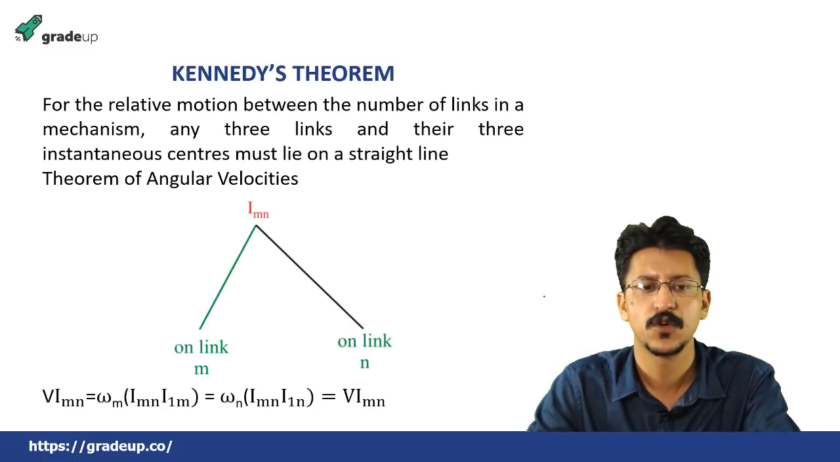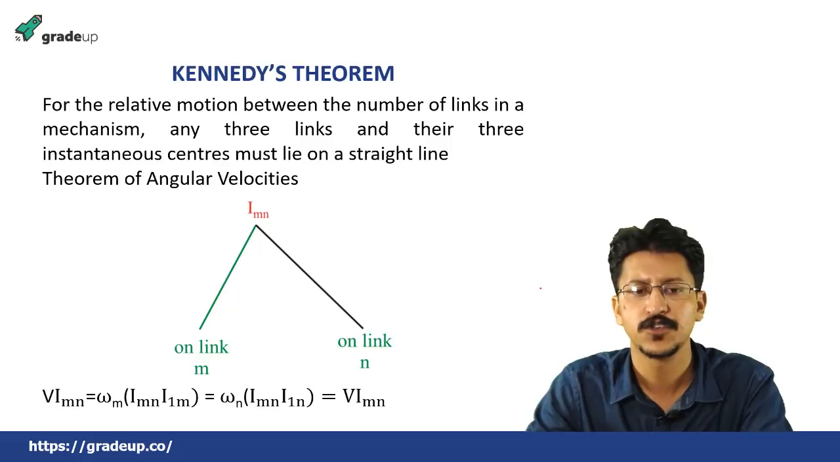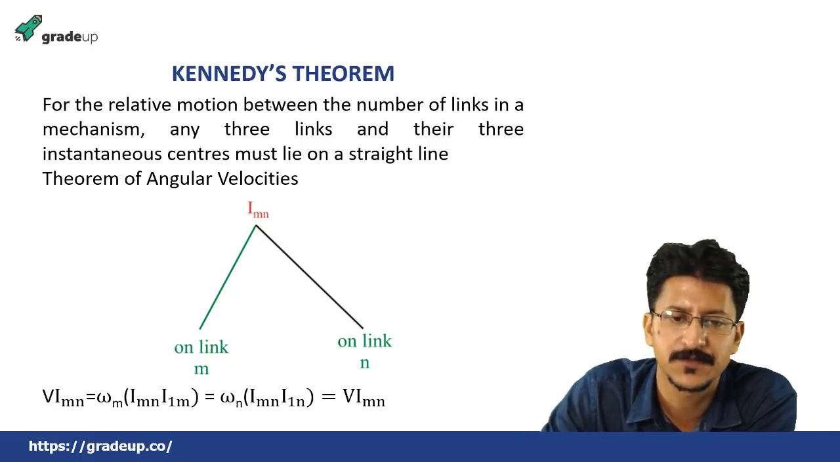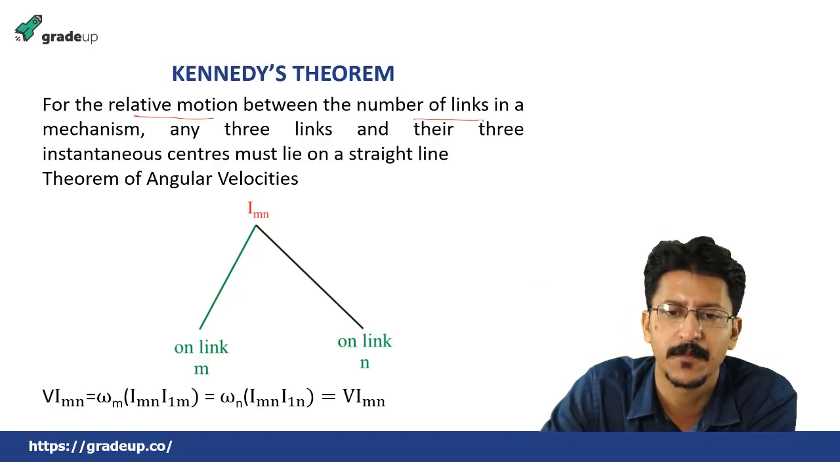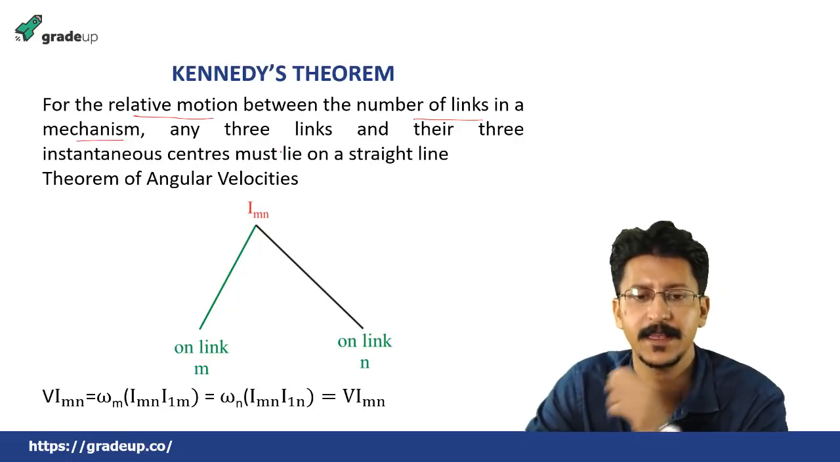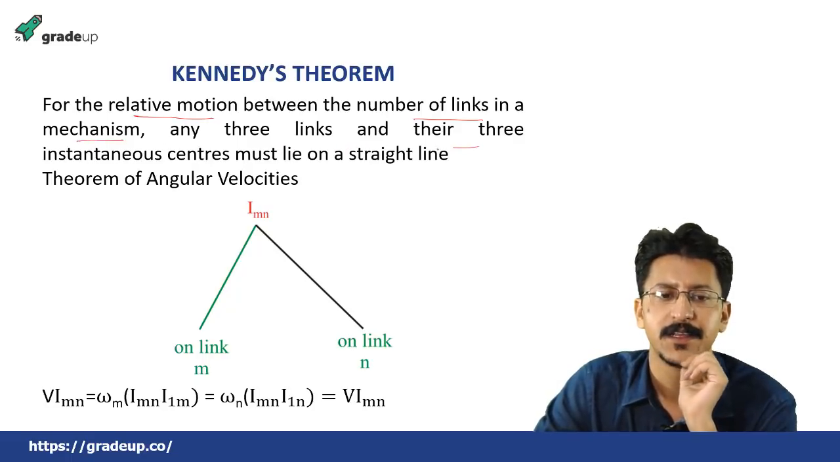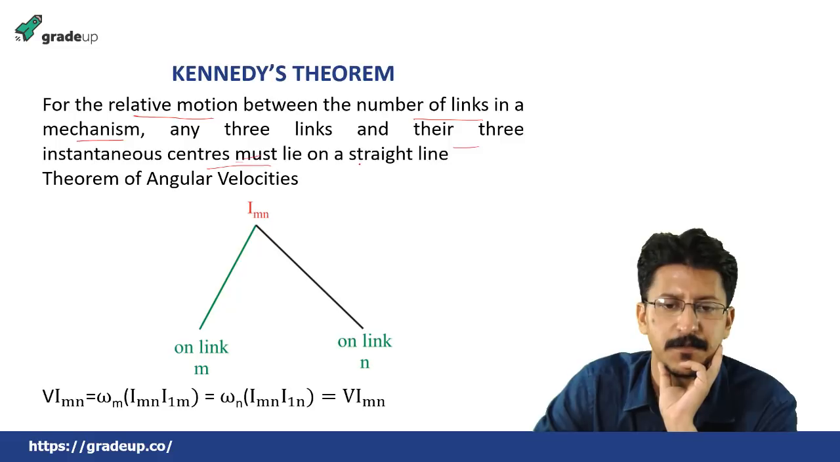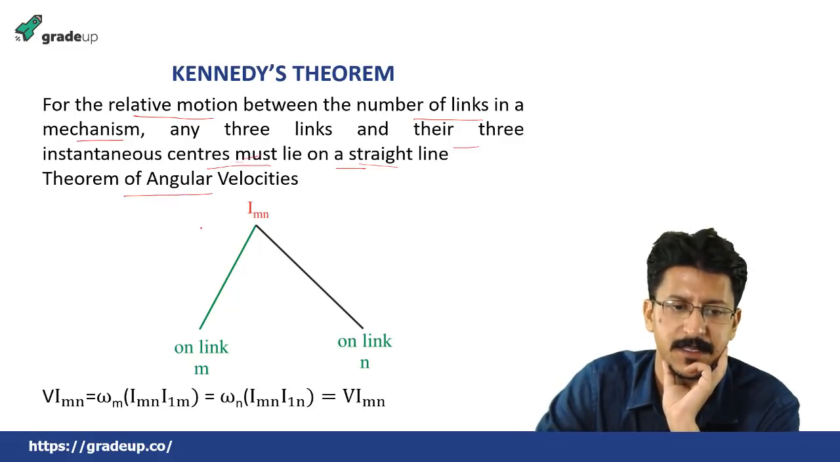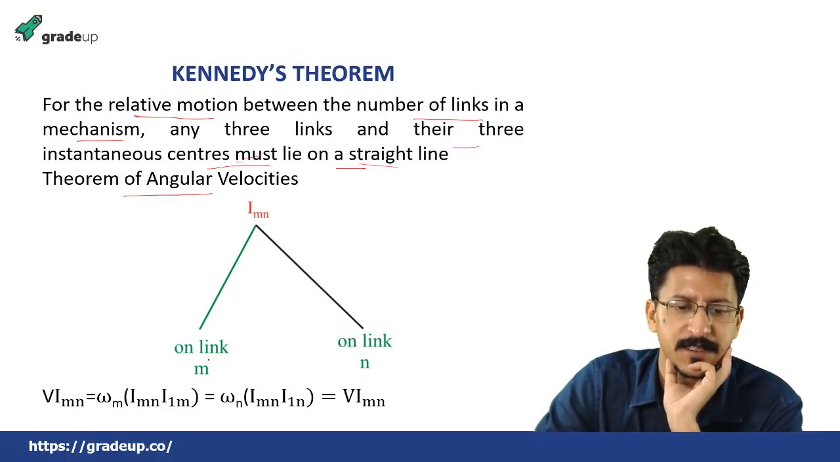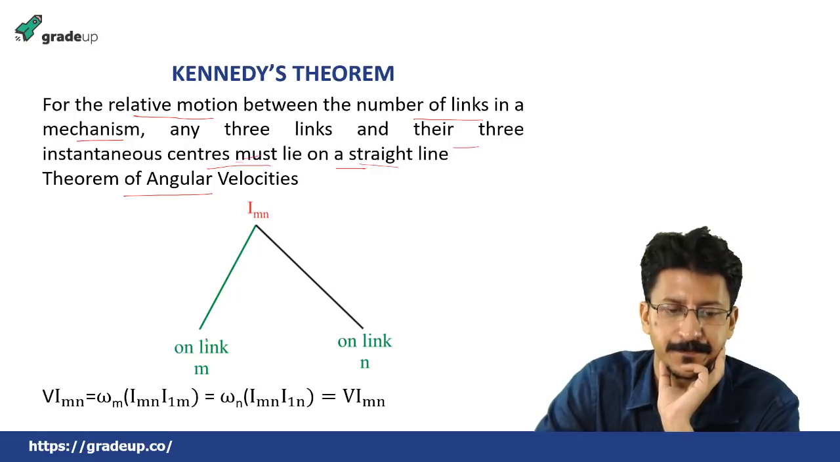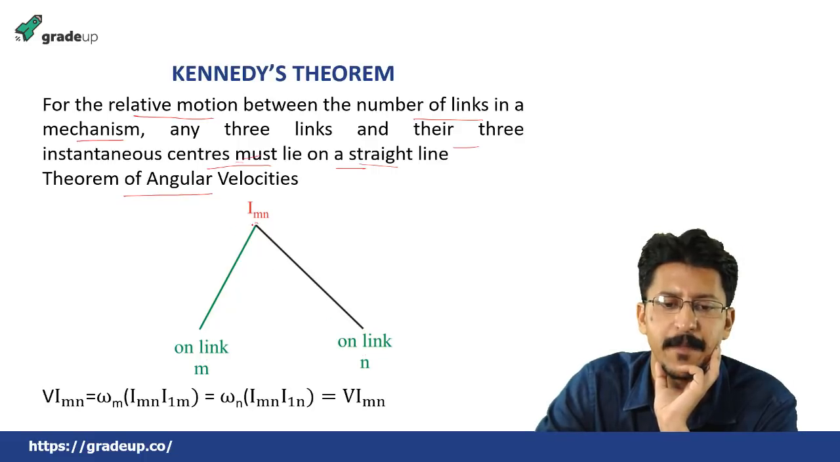What does Kennedy's theorem say? For the relative motion between a number of links in a mechanism, any three links and their three instantaneous centers must lie on a straight line. This is the theorem of angular velocities. If this is link M and this is link N, then there will be two I centers on this, and this will be IMN.